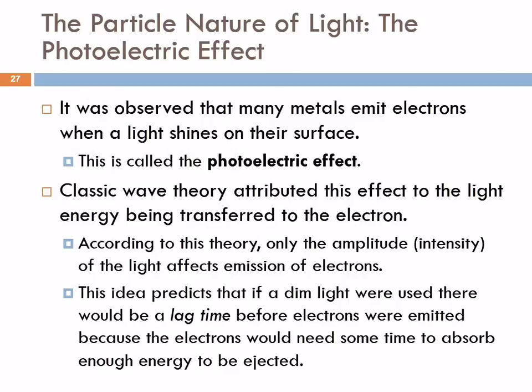So it was observed that many metals will emit electrons when a light shines on their surface. It's called the photoelectric effect. And classic wave theory explains this by saying, well, the energy from the light is transferred to the electron, and the electron gets enough energy from it, and then it has enough energy to come off of the metal. So according to this, only the amplitude of the light would affect the emission of electrons. A brighter light would cause you to emit electrons, and a dimmer light would not. The wavelength shouldn't have anything to do with it.